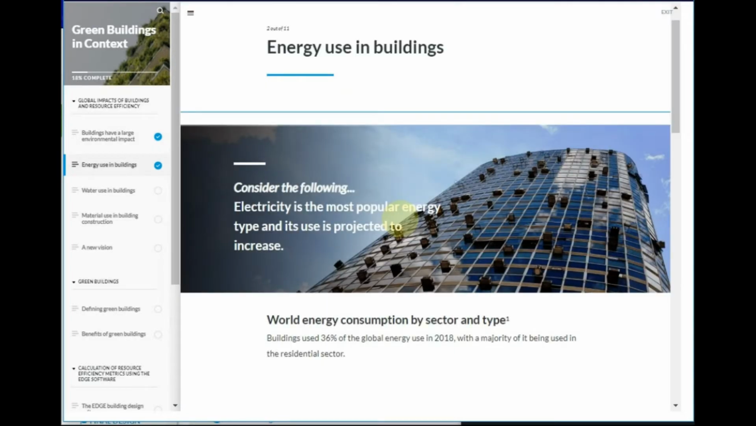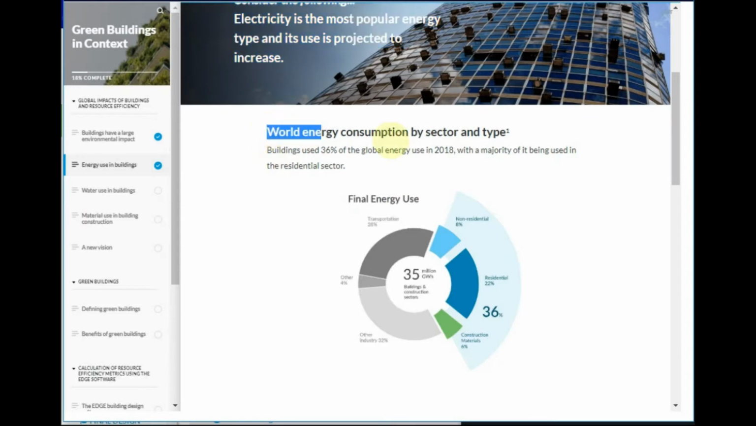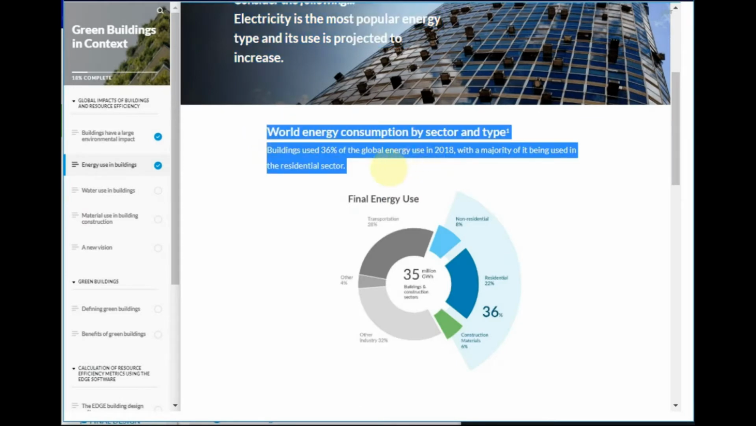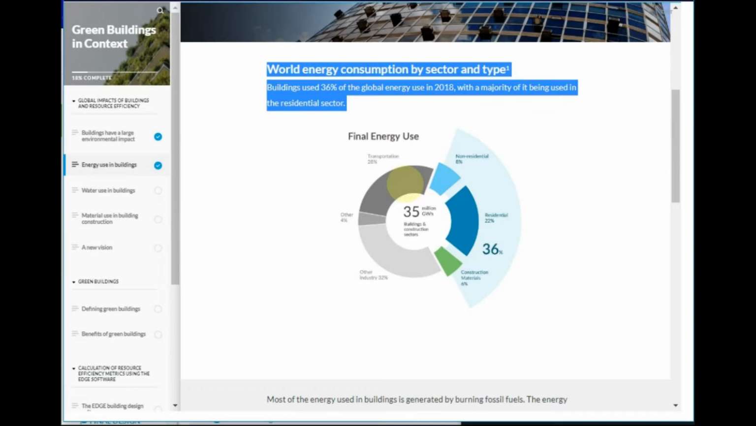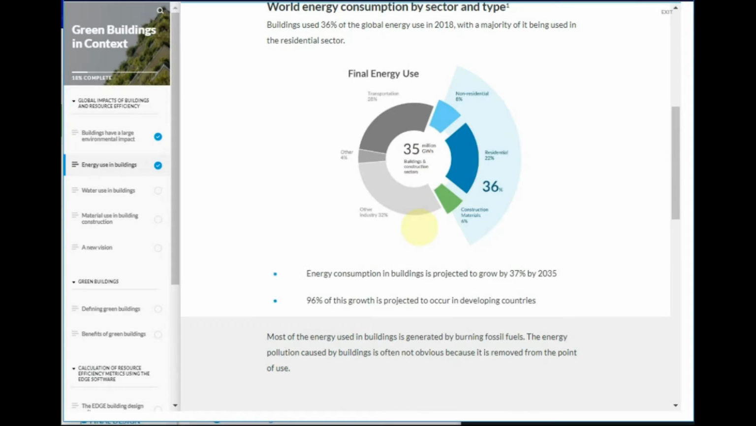Energy use in buildings. Electricity is the most popular energy type and its use is projected to increase. World energy consumption by sector and type. Buildings used 36% of the global energy use in 2018, with a majority of it being used in the residential sector. Energy consumption in buildings is projected to grow by 37% by 2035. 96% of this growth is projected to occur in developing countries.